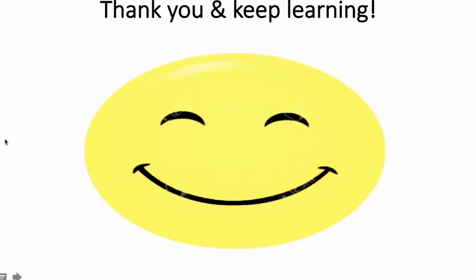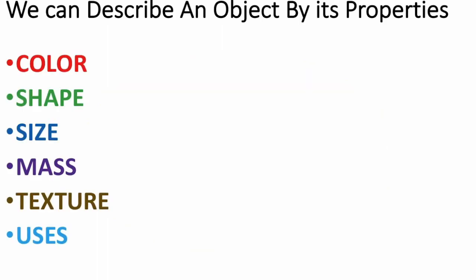So this is all for today, and thank you so much for watching the video. As I said, in the end I will give you one tip, and the tip of the day is that it is not necessary to use all the properties every time. As per the object, we can skip any property that is not applicable. You can skip it. Colors, shape and size you can mostly use.